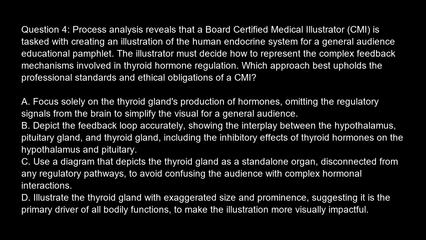Option A. Focus solely on the thyroid gland's production of hormones, omitting the regulatory signals from the brain to simplify the visual for a general audience. Option B. Depict the feedback loop accurately, showing the interplay between the hypothalamus, pituitary gland, and thyroid gland, including the inhibitory effects of thyroid hormones on the hypothalamus and pituitary.